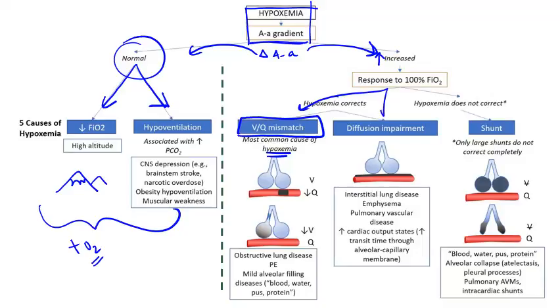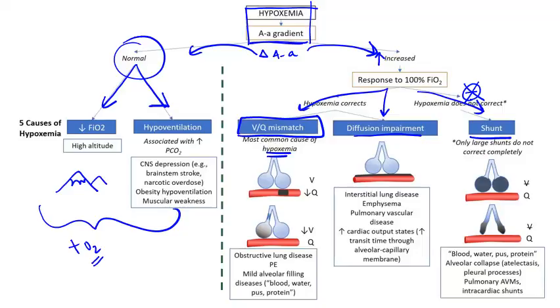Something else that can be corrected with oxygen is a diffusion impairment. This is classically due to scarring or fibrosis of the alveoli. This is also seen in COPD and interstitial lung disease like idiopathic pulmonary fibrosis. And lastly, if you give oxygen but it just doesn't improve, this represents more of the extreme spectrum of the VQ mismatch, like a shunt.